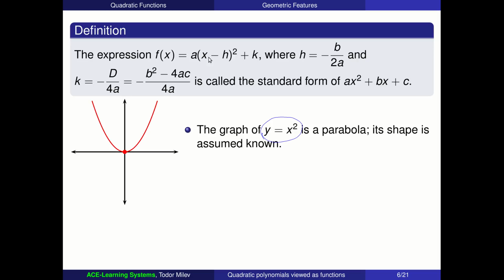So can we use the standard form of an arbitrary quadratic to relate the graph of a times (x minus h) squared plus k to this well-known graph of y equals x squared? Can we relate the graph of this to the graph of y equals x squared? Okay, so let's see how that's done using the standard form of our quadratic.